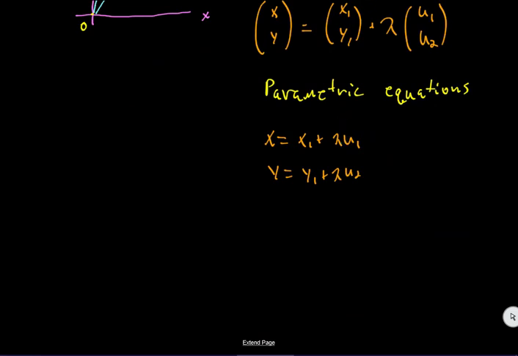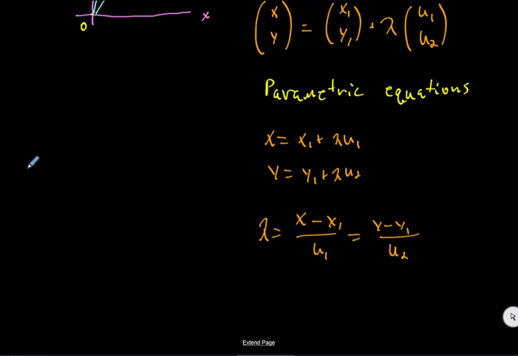If I were to solve for lambda for the first one, what would I get? Lambda, I could subtract x1 and divide by u sub 1. So another form for parametric equations is lambda equals x minus x1 all over u sub 1. And this same parameter lambda would be equal, if I solve this, to y minus y sub 1 over u sub 2 this time. So this is another form of parametric equations.